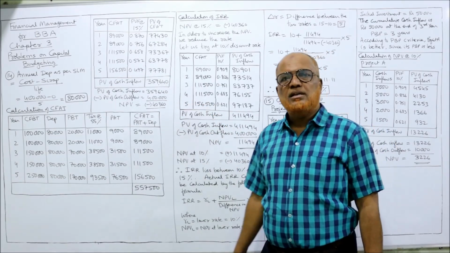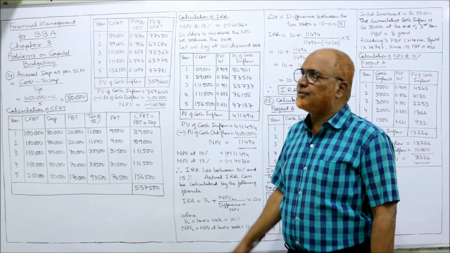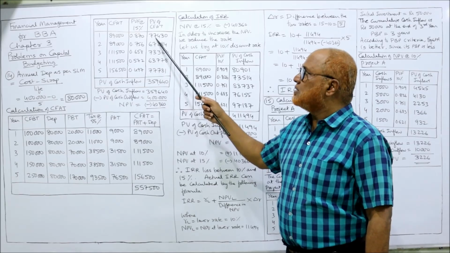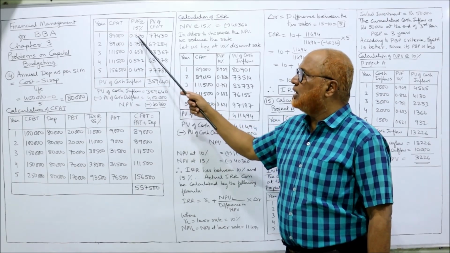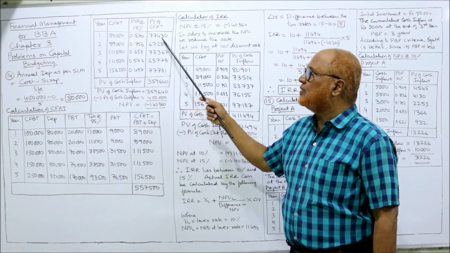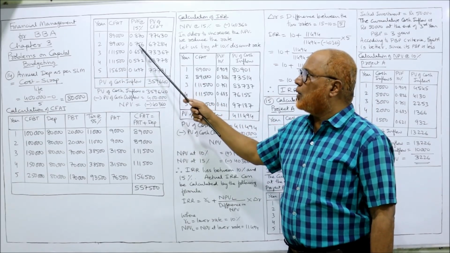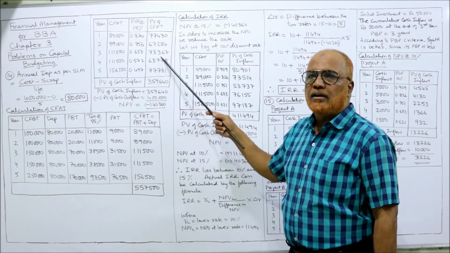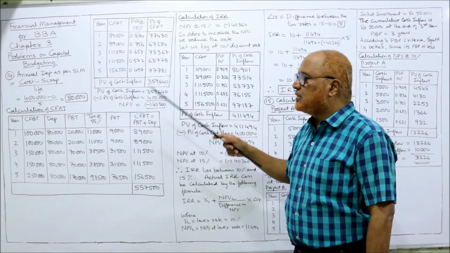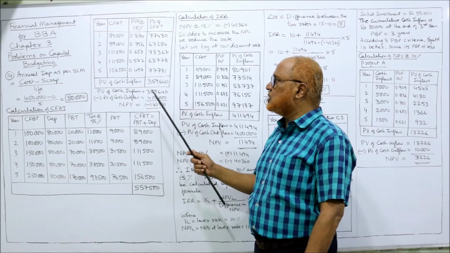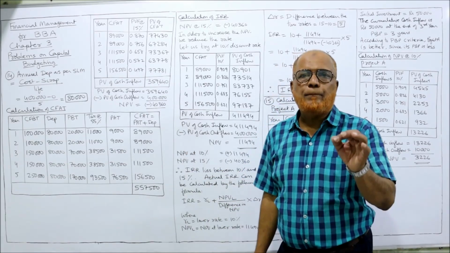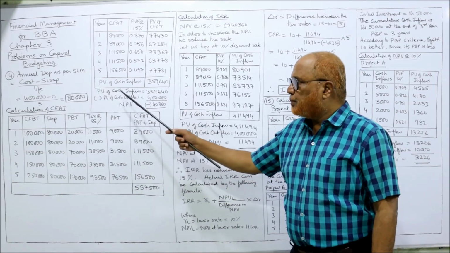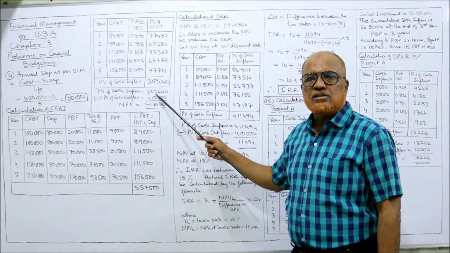Now multiply the CFAT with PV factors. This CFAT with PV factors will give the PV of CFAT. 89,000 into 0.870, 77,430. 89,000 into 0.756, you'll get 67,284. Like this you multiply. Take the total, 3,59,640. This is the present value of cash inflows.